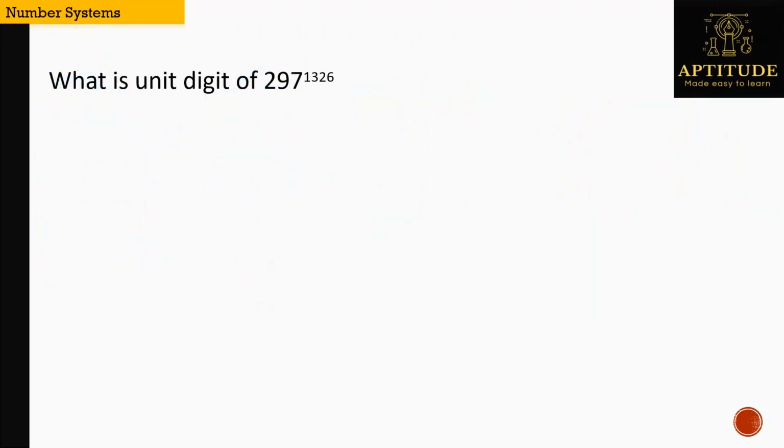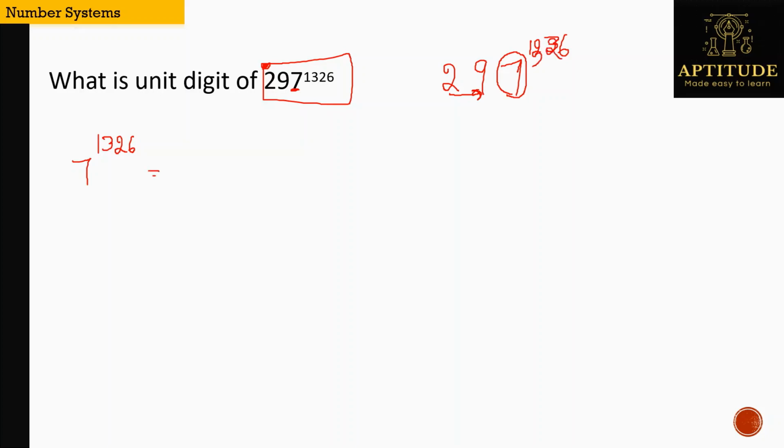So here I am considering the unit digit of 297 power 1326. I want to find out the unit digit of this. So always focus on the last digit of the base value, and neglect the other digits. Which means simply now I need to find the unit digit of 7 power 1326.